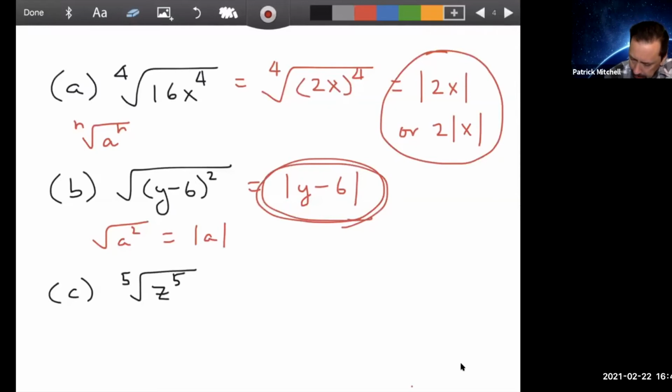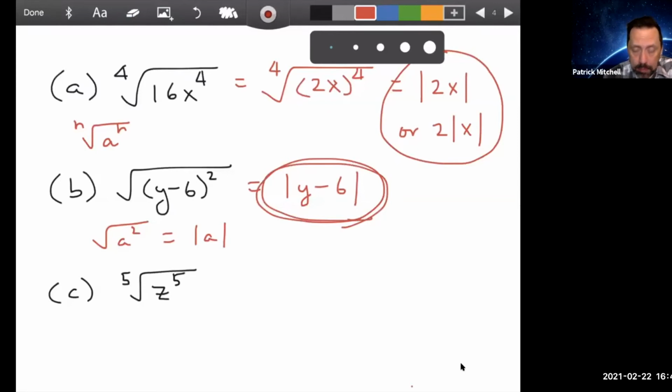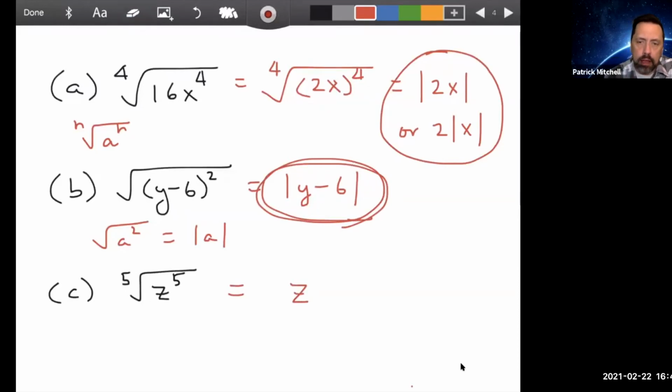All right. And then the last one, the 5th root of z to the 5th. So now we have an odd index. This is just going to be z. You would not include absolute values. It would actually be wrong to put an absolute value there. So make sure you don't put one. All right, I think we're finally almost done.